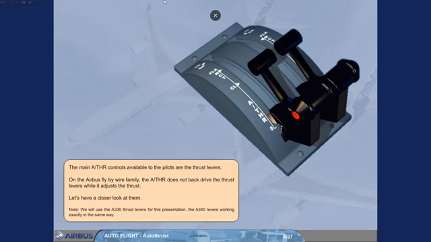The main autothrust controls available to the pilots are the thrust levers. On the Airbus fly-by-wire family, the autothrust does not backdrive the thrust levers while it adjusts the thrust. Let's have a closer look at them. Note, we will use the A330 thrust levers for this presentation, the A340 levers working exactly in the same way.